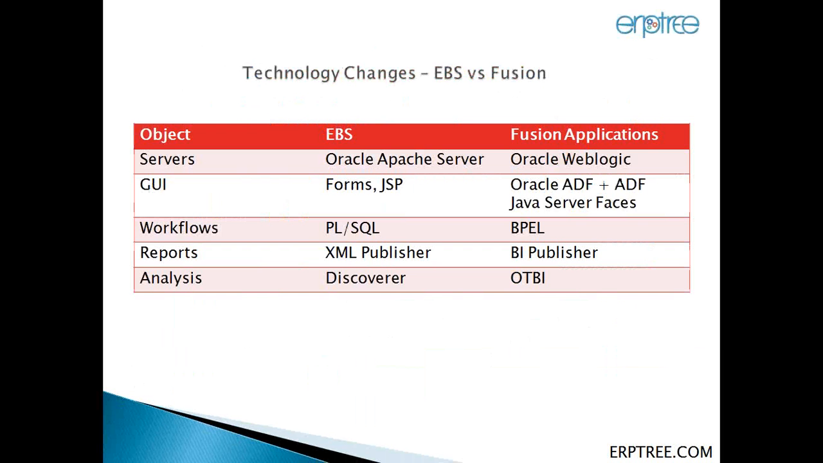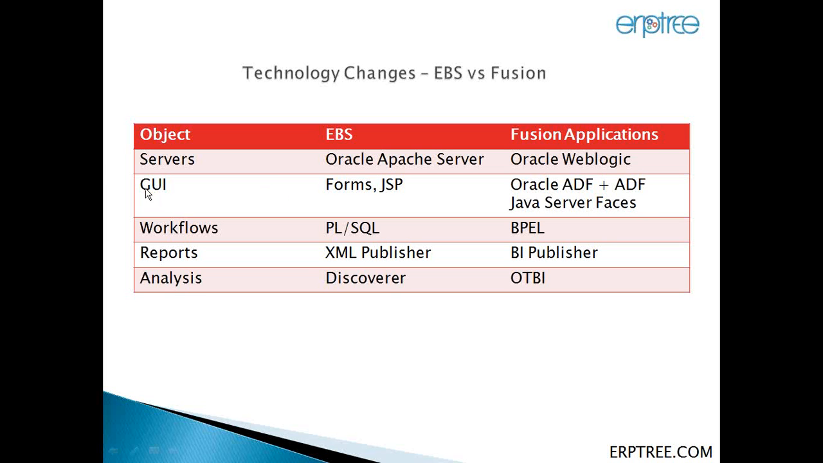So I have mentioned a few more slides here on the technology related changes between EBS and Fusion applications. When I talk about servers, in EBS, as we know, we use Oracle Apache servers, but in the Fusion application Oracle is no longer going to use Apache servers. They are using WebLogic servers. As we discussed, Oracle acquired many products and many server technologies, so from their acquisitions they are using different servers, technologies and products.